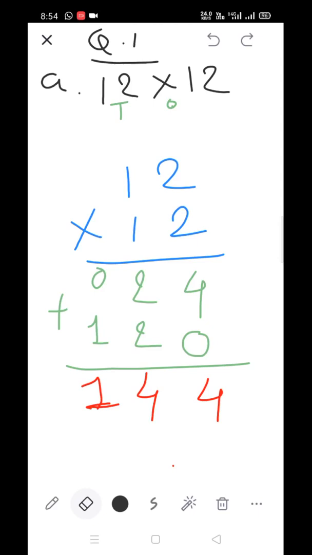We are going to solve C now, not B. If you are done, try to solve C. If it is done, continue along with me. C: 30 multiplied by 13.